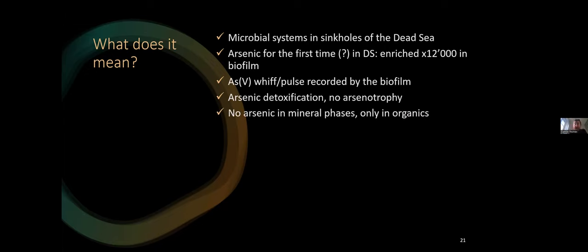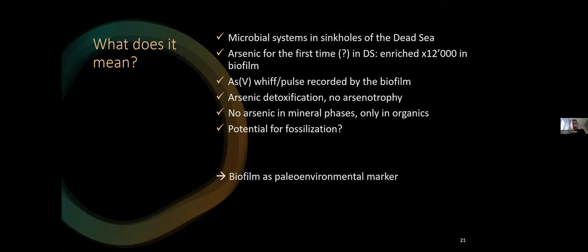The arsenic is not in mineral phases, it's only in the organics. So we may question its potential for fossilization into microbialites. What does it say? Basically, it means that the biofilm is a marker of the paleoenvironmental conditions here. Although we have microbes that are able to detoxify arsenic, there must have been a moment where there has been a lot of arsenic. And the biofilm is actually recording this paleo enrichment in arsenic at one point.